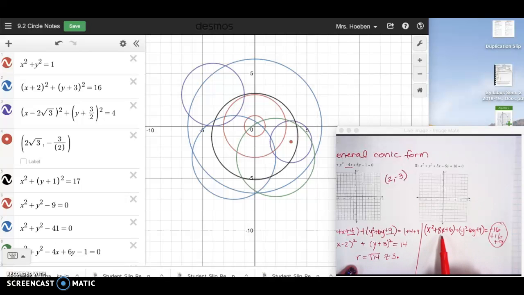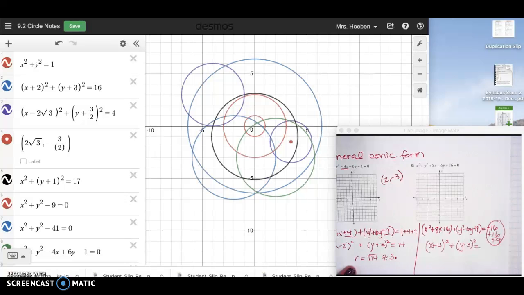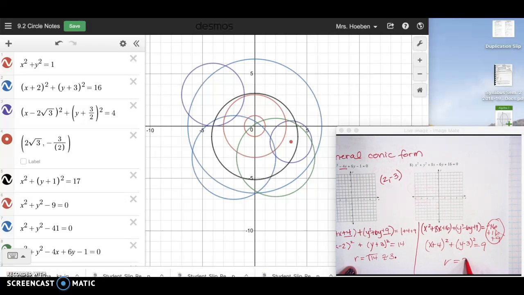Okay, so let's write this in factored form. This one should be x plus 4 to get our center. And this one should be y minus 3 to get your center. What do all these numbers over here combine to get? Well, these are opposites, so it's just 9, right? So the radius on this one is easy, just 3.